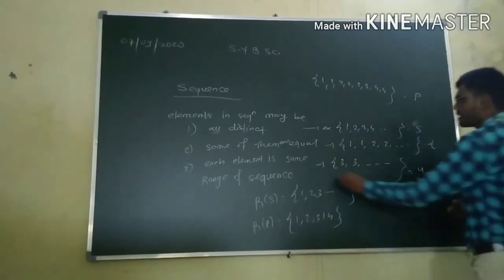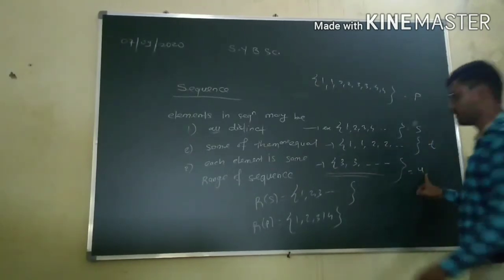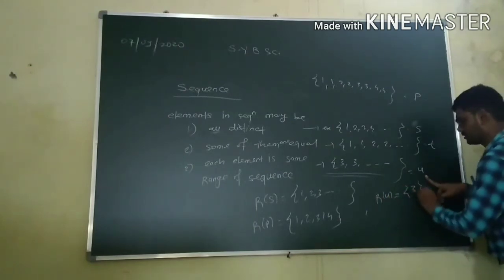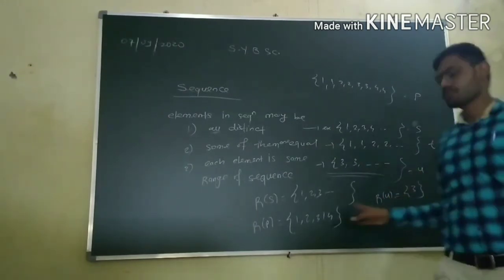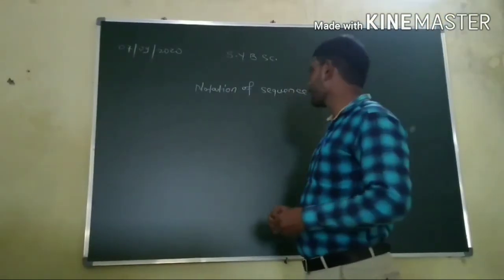Now in this case, every element is the same and equal to 3. So what is the range of sequence U? Only 3. This is the range of the sequence. Understand the range of a sequence? Now, the notation of a sequence.